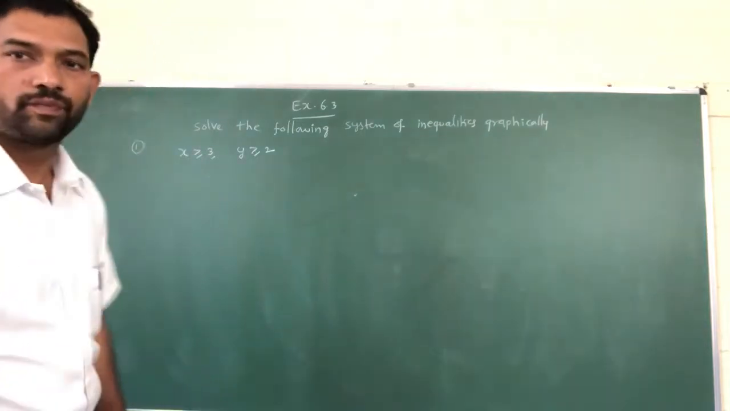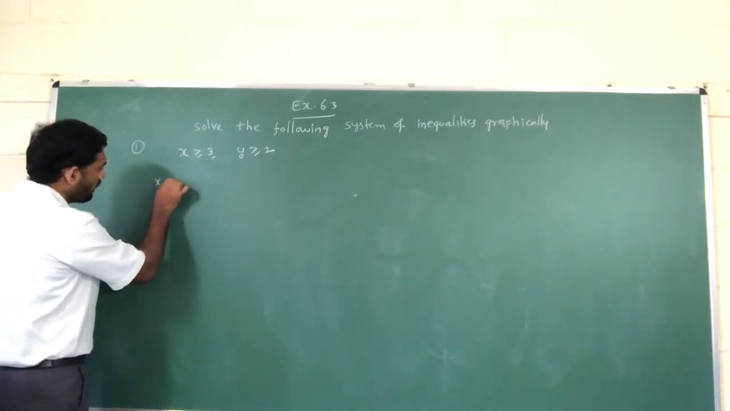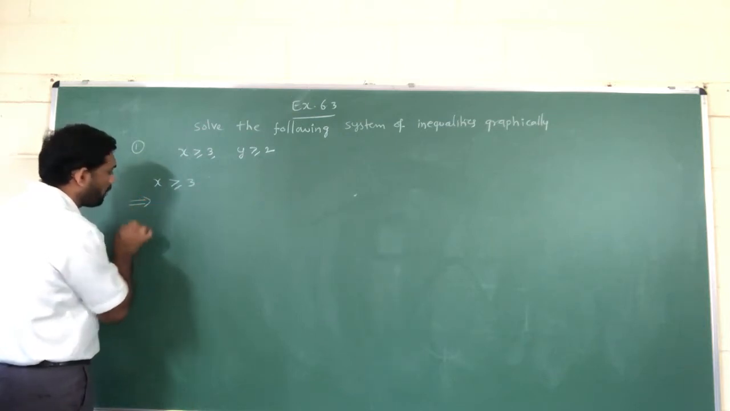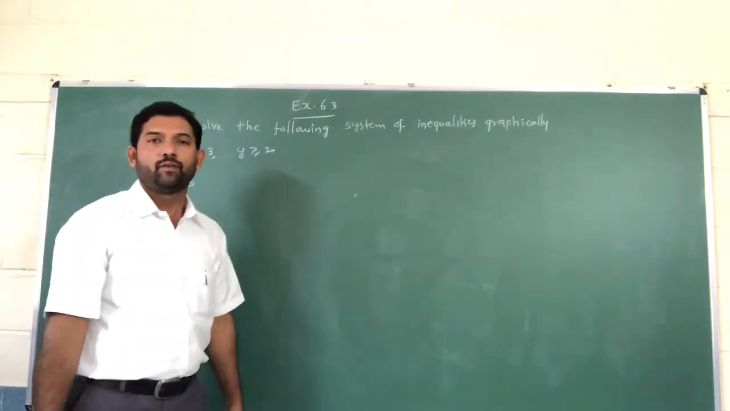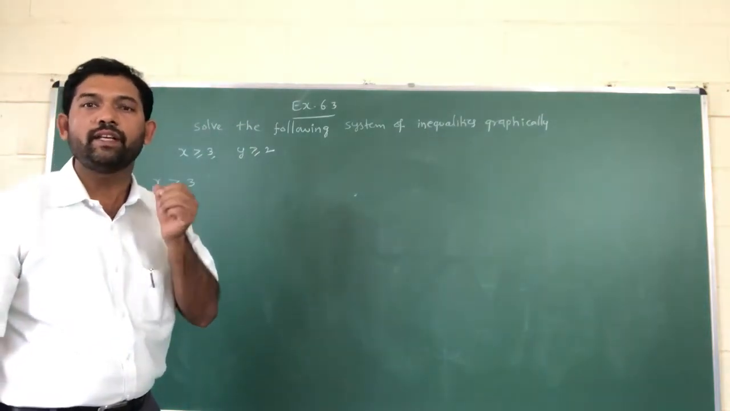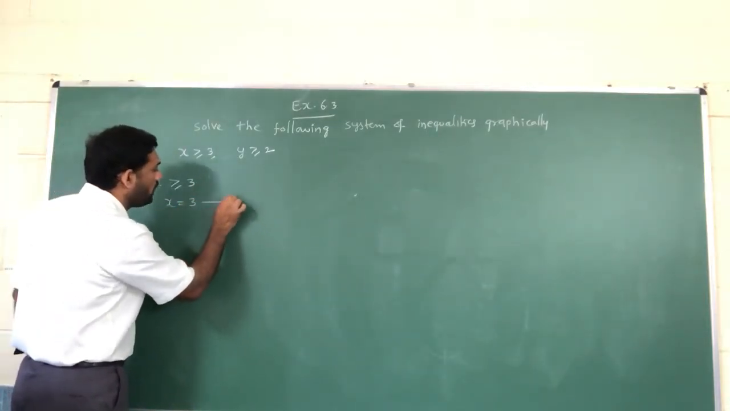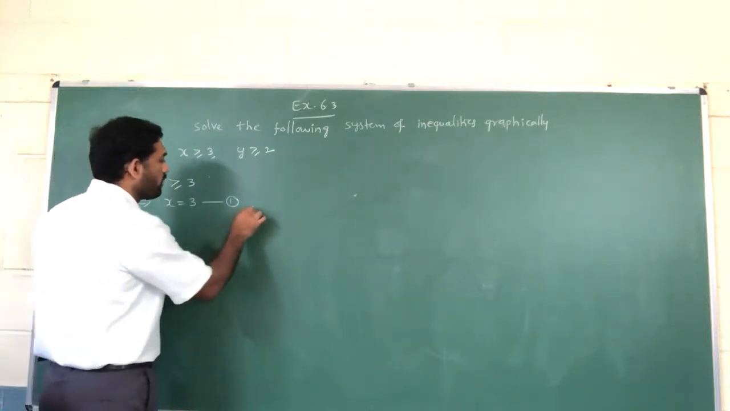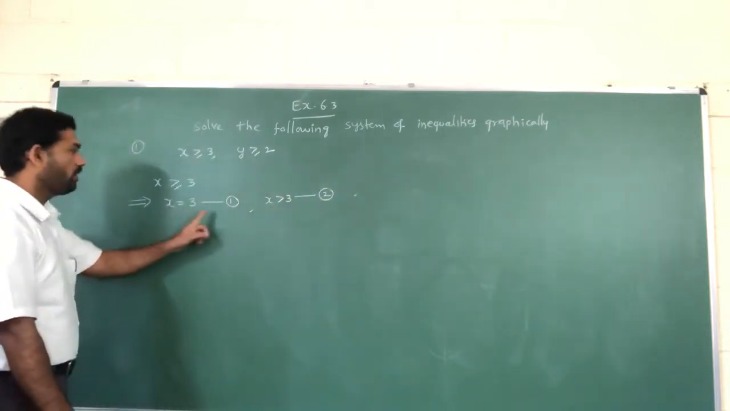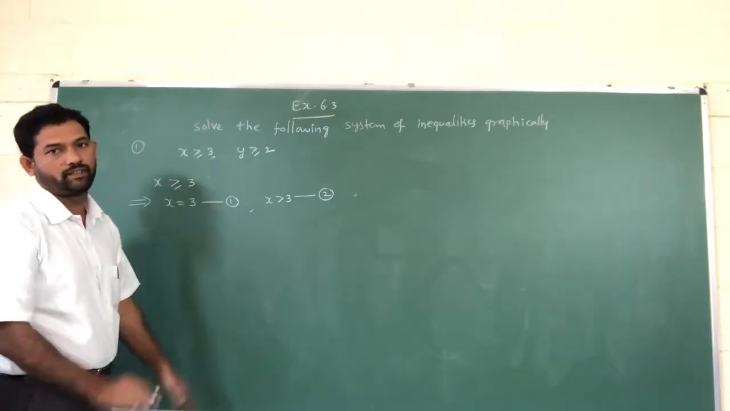See this question. First you take the first one, x greater than or equal to 3. From this you can separate it into two: one is an equation and the other is an inequality. So I will take x equal to 3 as equation number 1, and x greater than 3 as equation number 2. You can separate like this.